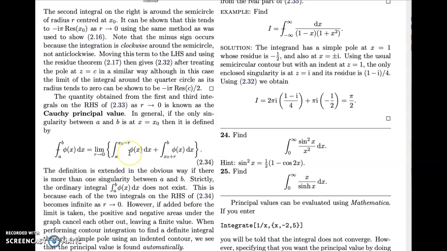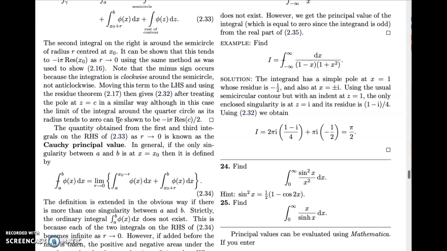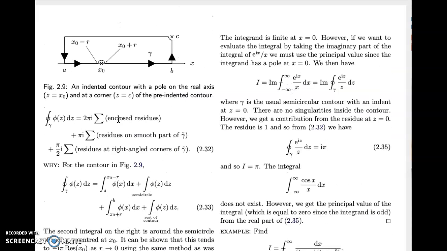You integrate up to just before the singularity, and then from just after the singularity, and you make this distance r get smaller and smaller. As long as this limit exists, converges to a finite number, then you're okay, and we can define this Cauchy principal value. So basically what happens is that if you do the contour integral, then you automatically get the Cauchy principal value.